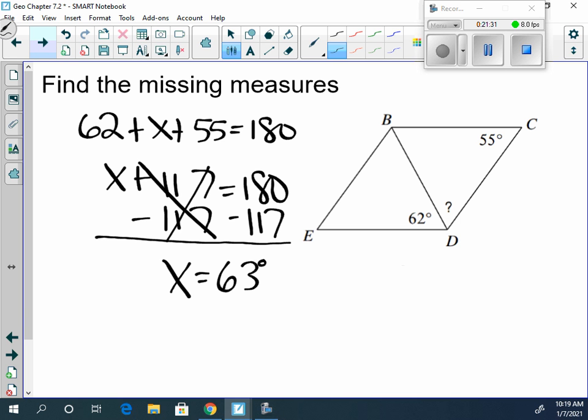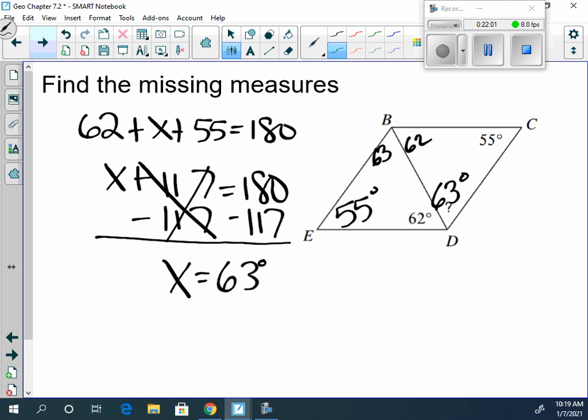So our missing angle here is 63 degrees. This angle down here is going to be 55 degrees. What would our two other angles be? It'd be switched, right? Because this is 63 degrees, so this here is 63, and this would be 62.